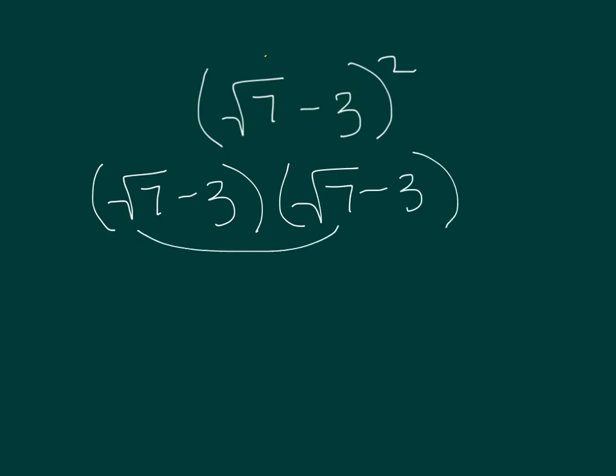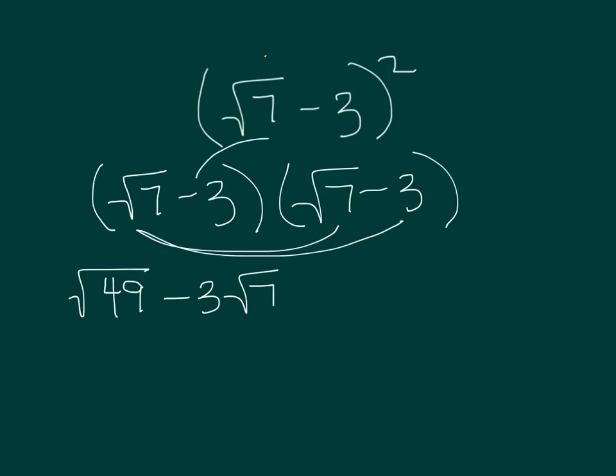Root 7 times root 7 is root 49. Root 7 times negative root 3 is negative 3 root 7, keeping them separate. Now I got to go back and do everything with the negative 3, so negative 3 times root 7 is negative 3 root 7 again. And then negative 3 times negative 3 is positive 9.